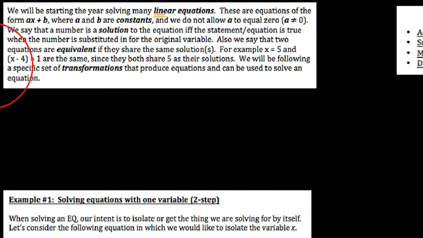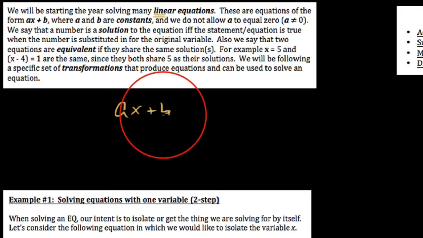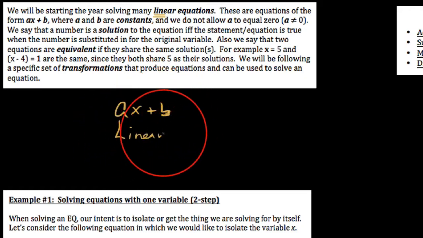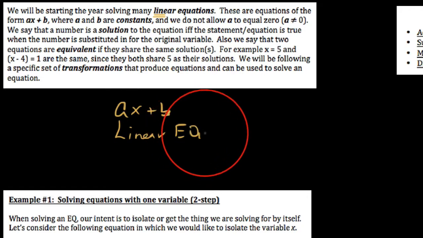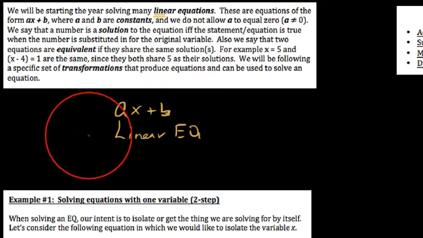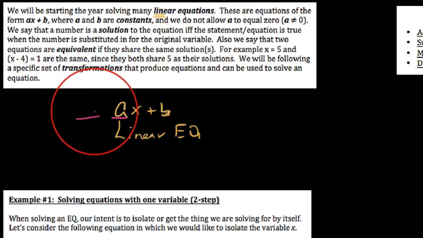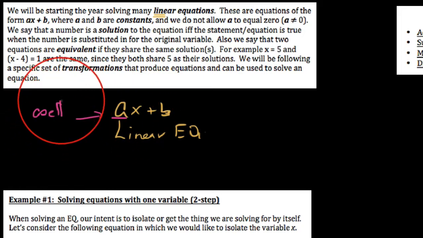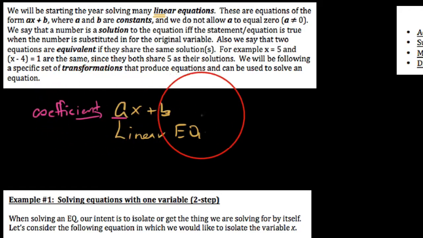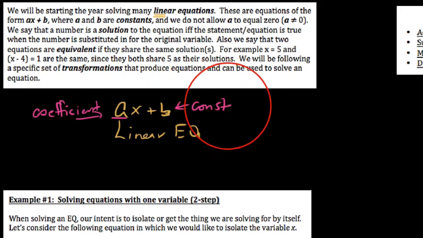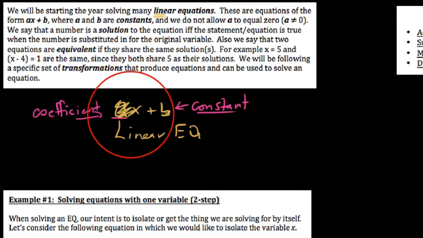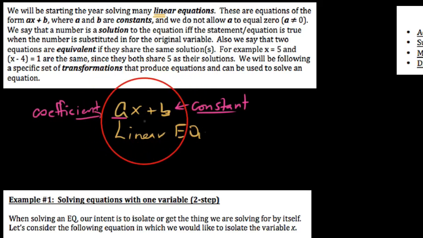We say these are any equations of the form ax plus b, where a and b are constants. When we talk about ax plus b, we say this is a linear equation. It's always easy to recognize a linear equation because you have some coefficient in front of a variable. Recall that the number in front of a variable is the coefficient of that variable, plus some constant value. We refer to that as a constant because it doesn't have a variable. But we don't allow a to equal 0 in this equation, because if we did, the ax term would be gone, and you'd just have some constant. We want a linear equation, and that looks like this.